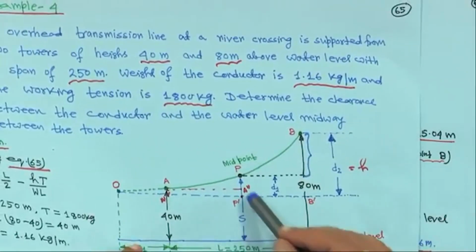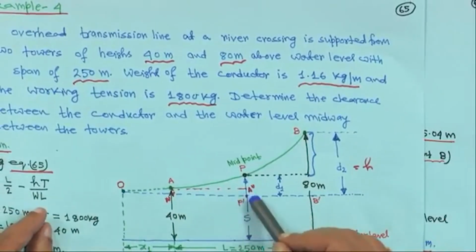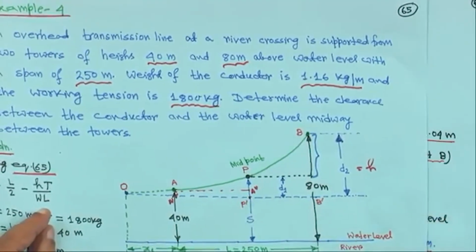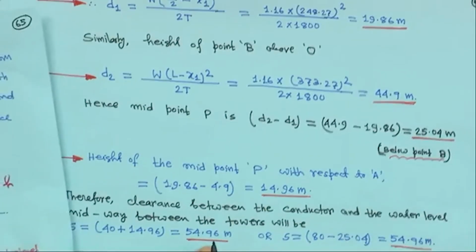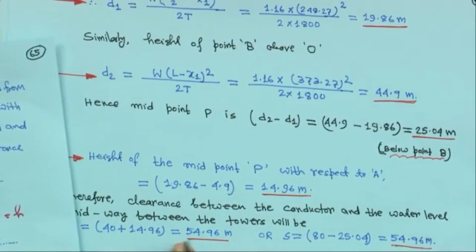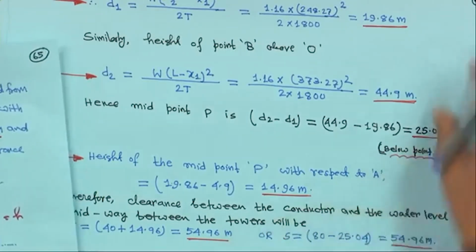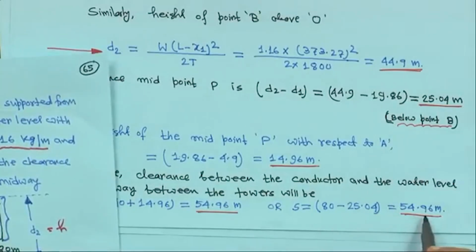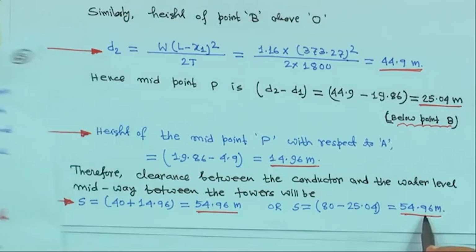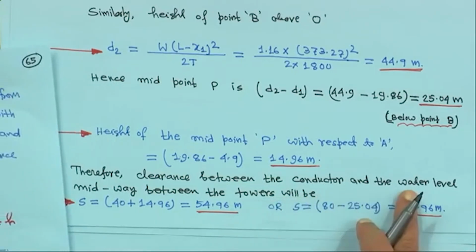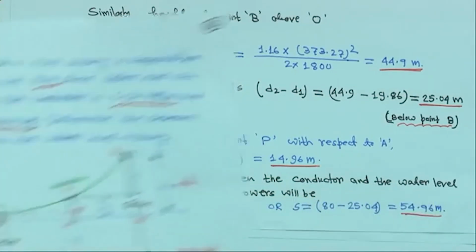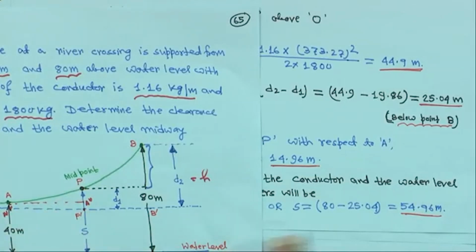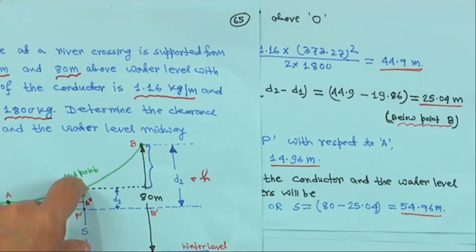And as this point is 40 from here to here, you can calculate either this way, 40 plus 14.96, 54.96 meter, or from the top you can calculate 80 minus 25.04, that is also 54.96 meter. Therefore the clearance between the conductor and the water level midway, from here to here, will be 54.96 meter.